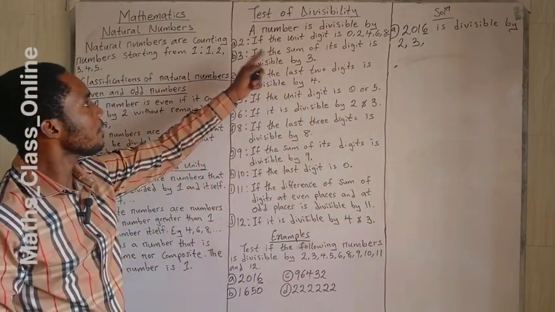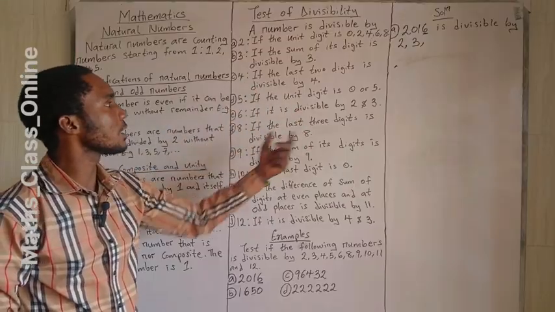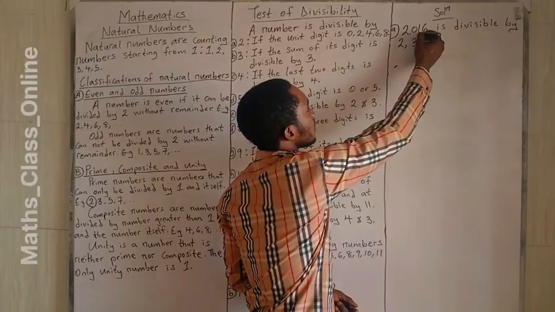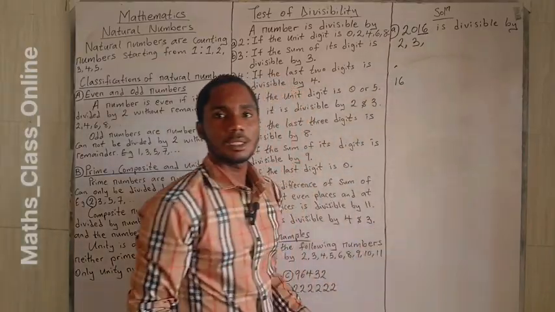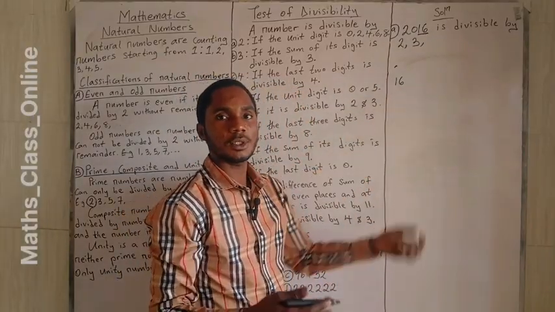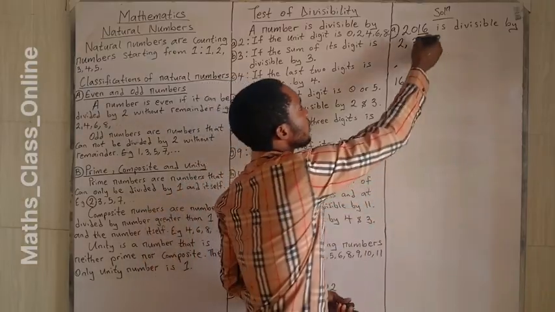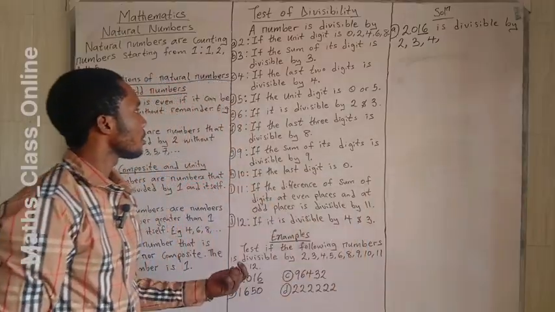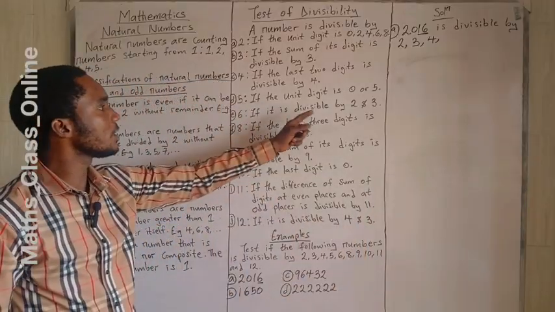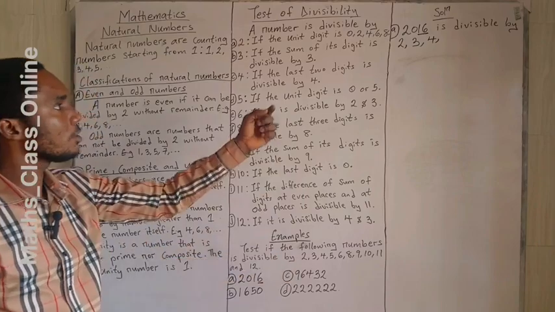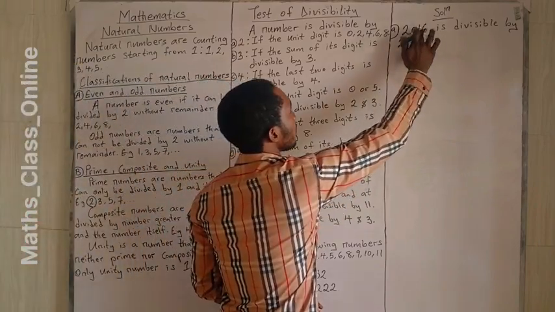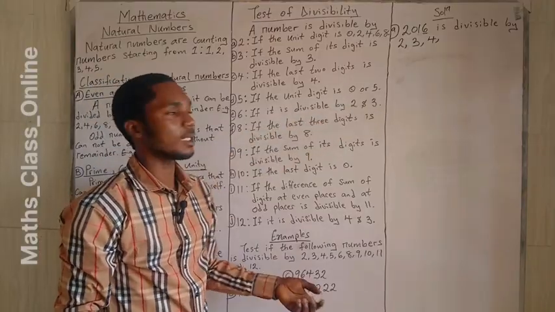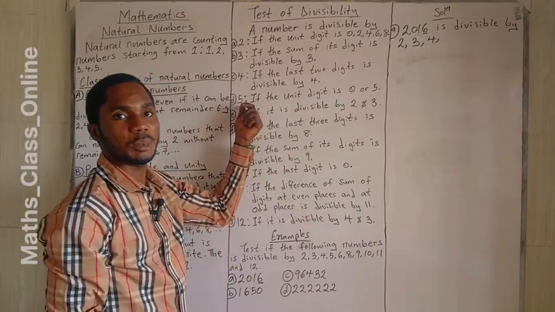For 4, a number is divisible by 4 if the last two digits are divisible by 4. What are the last two digits of 2016? That is 16. Now, can 4 divide 16? Yes, 4 times 4 is 16. That means that 2016 is divisible by 4. Divisibility of 5. If the unit digit is 0 or 5. The unit digit we have here is 6, and that means it is not 0 and it is not 5. That means that 2016 is not divisible by 5.